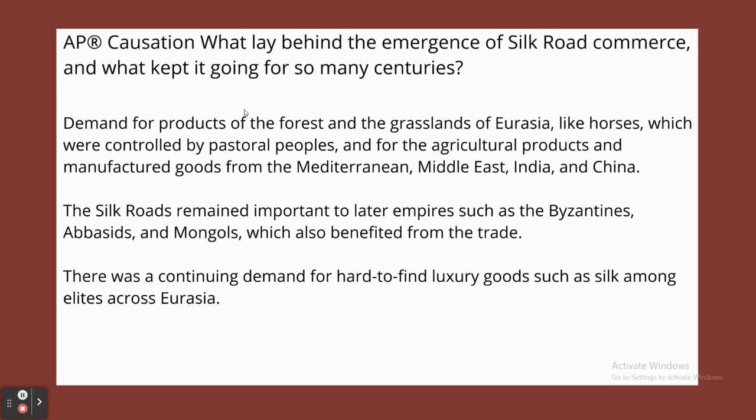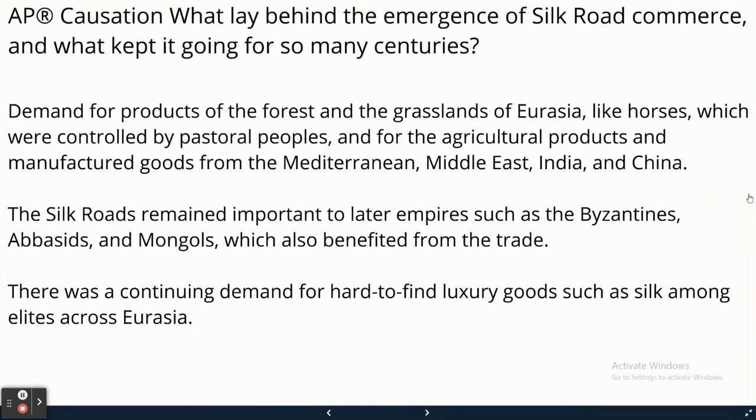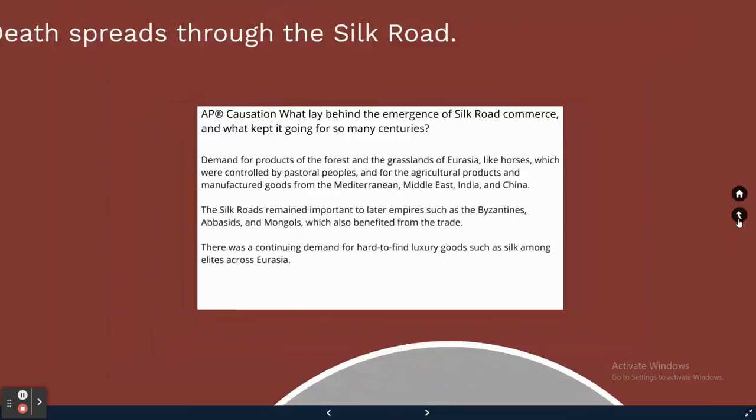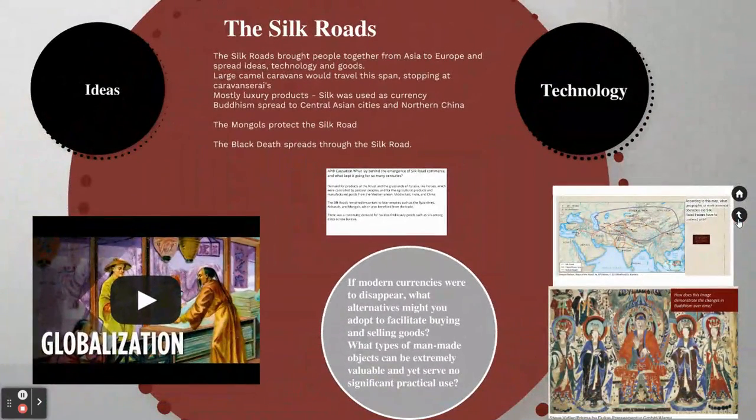And so there's going to be this continuing demand for hard to find luxury goods, such as silk. So the elites that are in Europe that want them, that's going to cause a lot of that demand, and it's going to continue to facilitate trade.